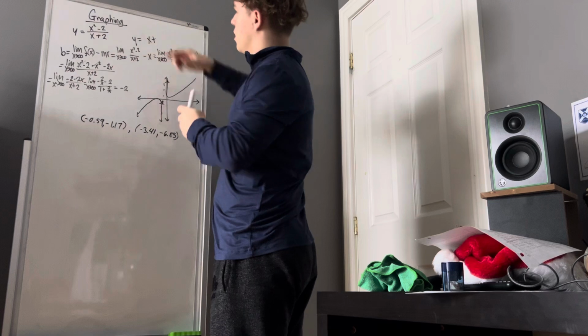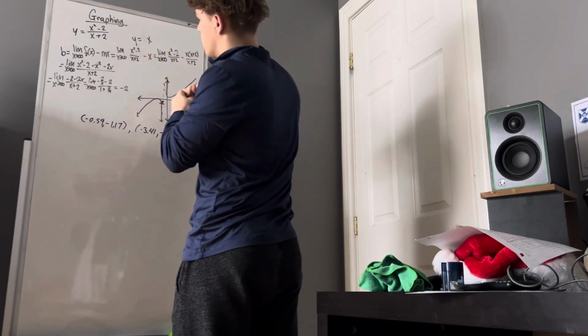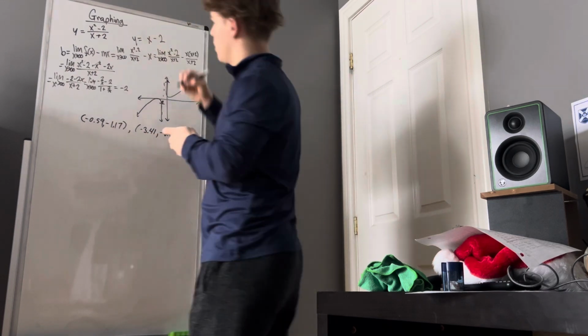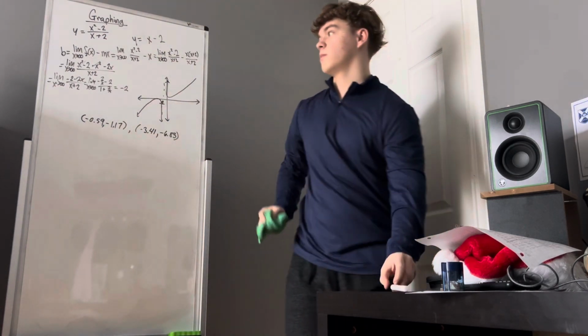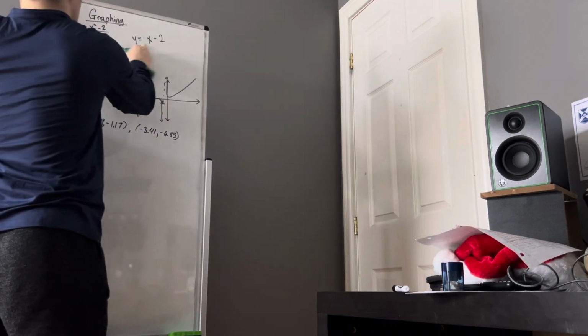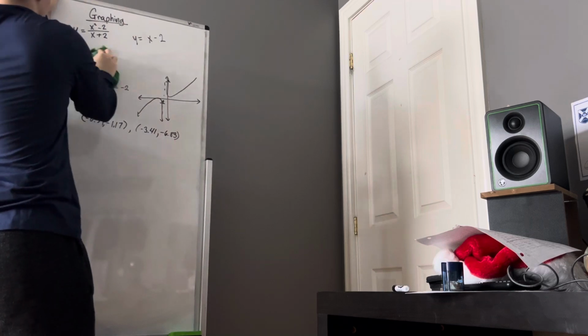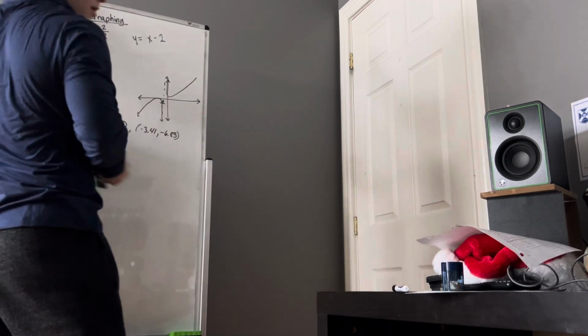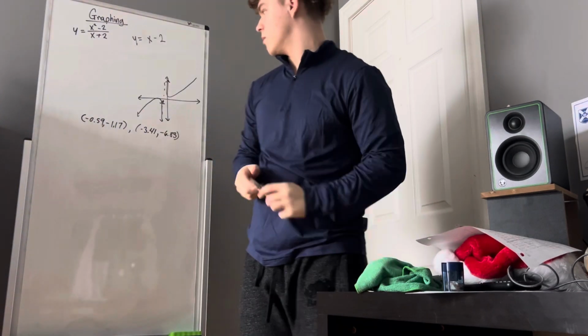So that means that our slant asymptote is this formula. Y equals x minus 2. Wow, wonderful. Now we know almost exactly what our graph looks like. So now we can just do this.